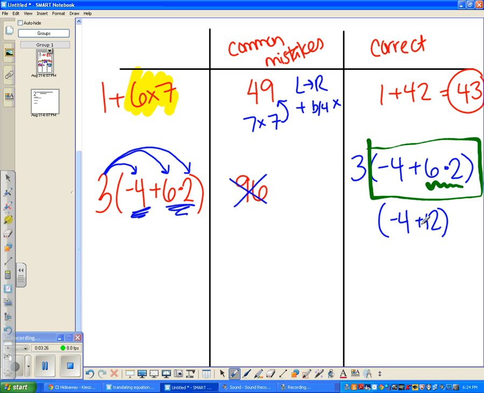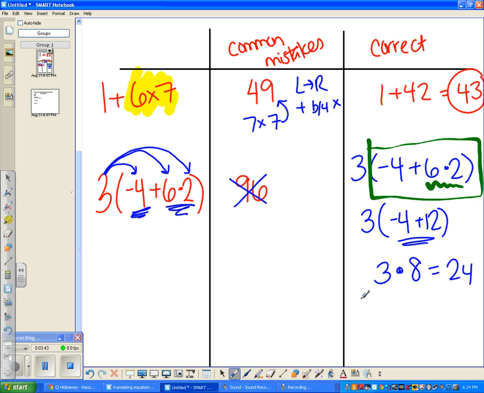Again, I still need my parentheses because I have 2 terms, and I'm going to multiply that quantity by 3. So again, this is just subtraction. 12 minus 4 is 8. And now that I only have one term, that 8, I can multiply it by the 3. And I don't need a parentheses, so it's 24.